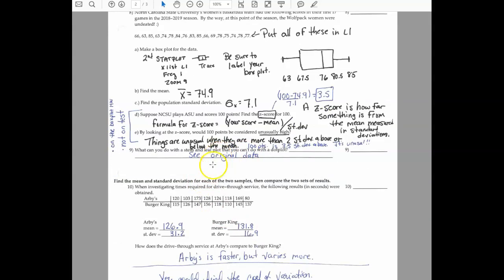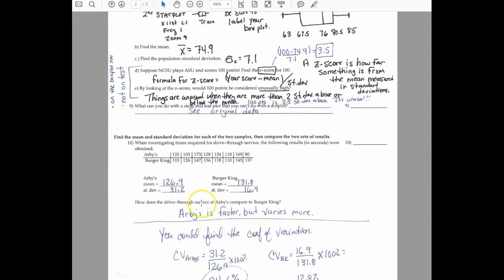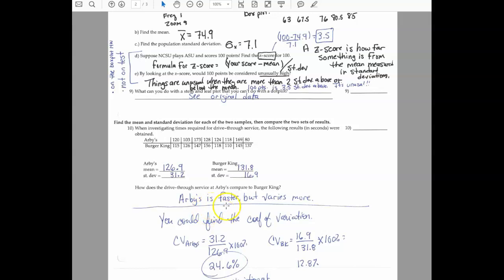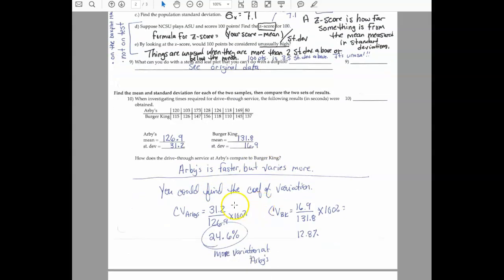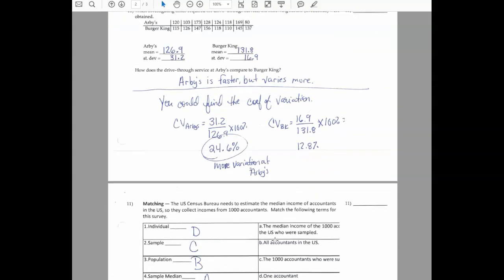Okay, everything else here I think is old. Arby's and Burger King, find your mean and standard deviation. Arby's is faster, it varies more. You could go back and find the coefficient of variation if you wanted to see how much more Arby's does vary than Burger King. You could, you don't have to. I think the coefficient of variation is just going to be a bonus on the test Friday.